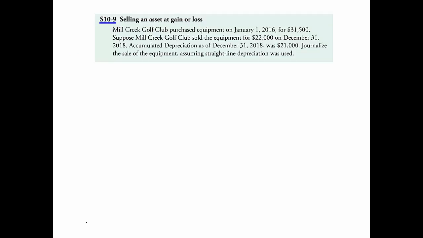So in this one, Mill Creek Golf Club purchased equipment for $31,500. That's my original cost, $31,500. They sold the equipment on December 31st. Now, the fact that they sold it on December 31st means we don't have to do that partial year depreciation. We would have just done the depreciation right before we sold it. If we sold it at any other point in the year, we would have had to do that partial year depreciation first. But at the time of the sale, the balance in accumulated depreciation is $21,000.